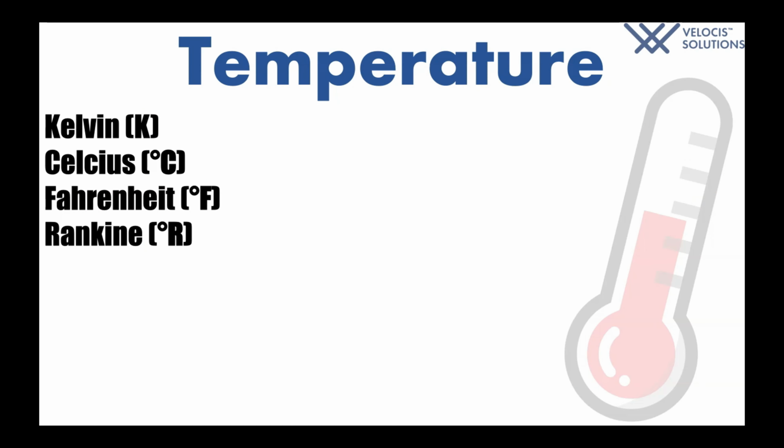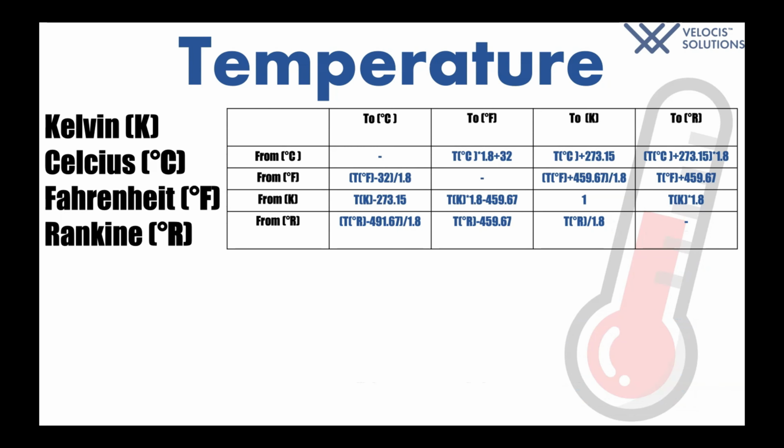Let's start with temperature. There are plenty of temperature units, but I am only going to focus on 4 of them, namely Kelvin, Celsius, Fahrenheit, Rankine. Luckily, we have this table which helps us to carry out temperature conversions. For example, you can convert Kelvin to Celsius, Fahrenheit to Rankine or Rankine to Kelvin.